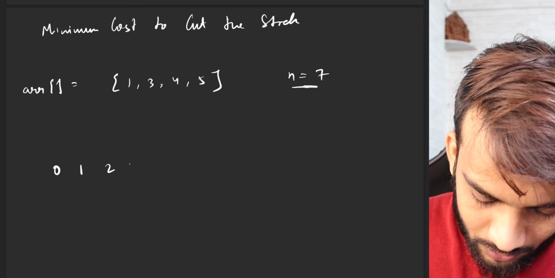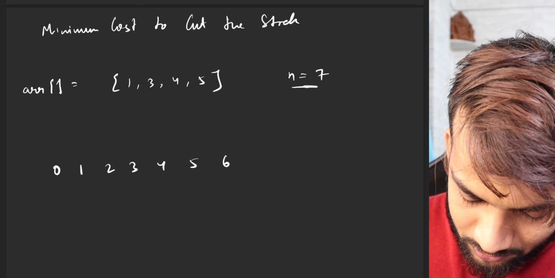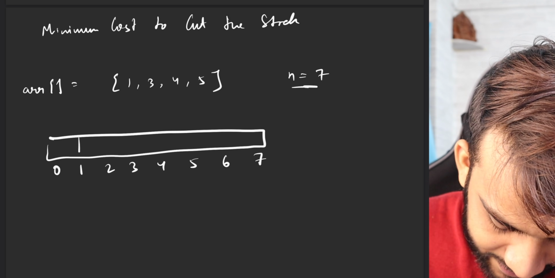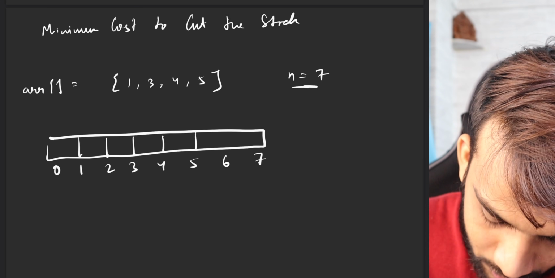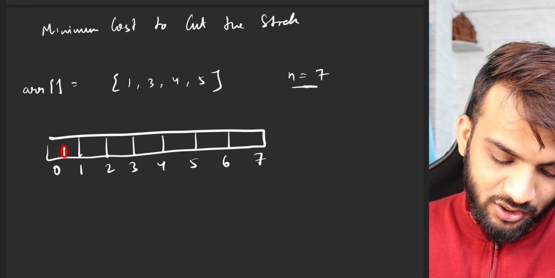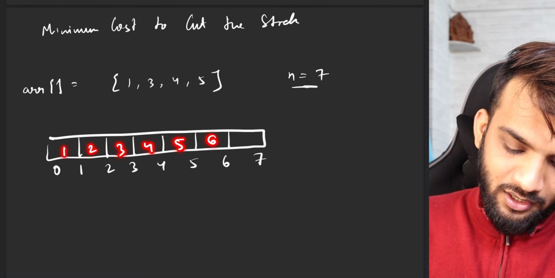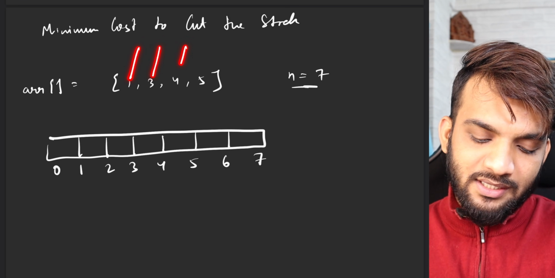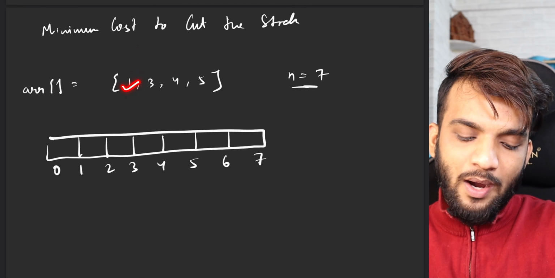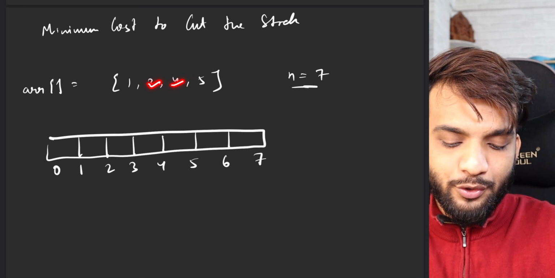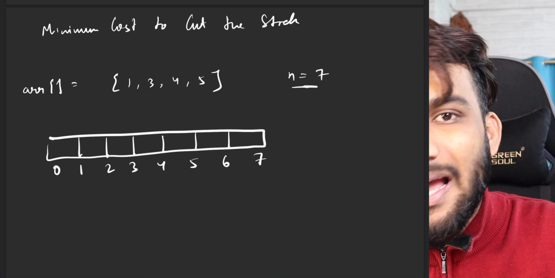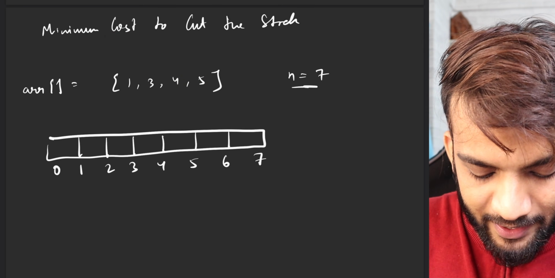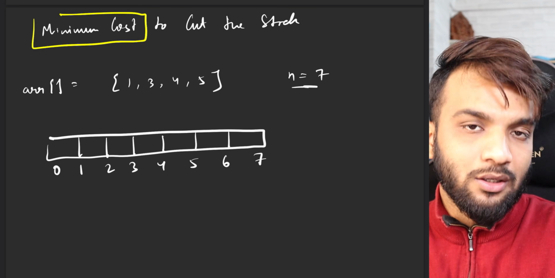Now, if we just write them down, this is how the stick looks. This is a stick of exactly length 7, and this is 1 2 3 4 5 6 7. Now they're asking you to cut it at these portions. You can cut it at 1, at 3, at 4, at 5. You can cut it as you wish, and you have to find me the minimal cost to cut the stick.